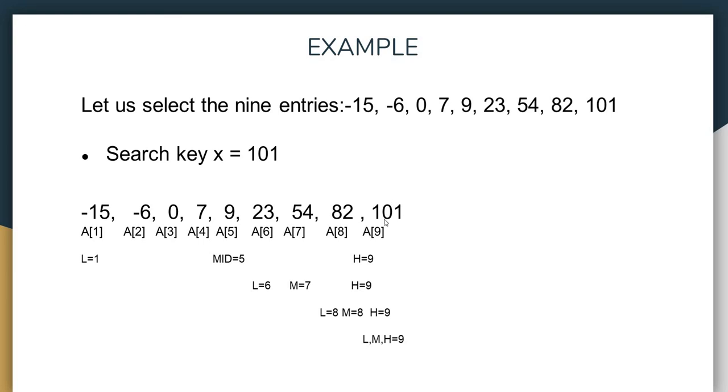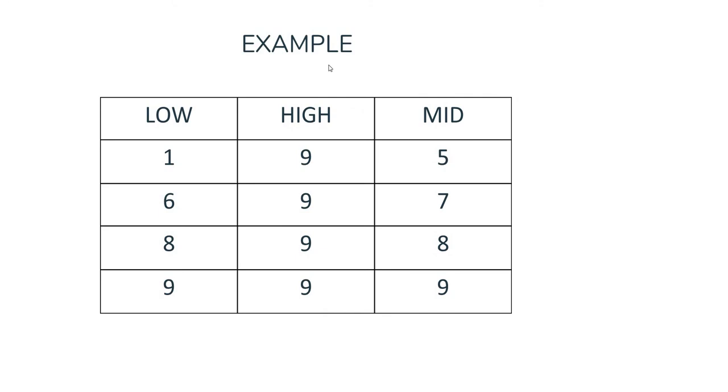So 9 position value 101 is compared with the search key element 101. Here both the values are same. So now the search element is found in the position 9. The above example low, high, mid positions are tabulated like this. 9 entries are here. Low value equal to 1, high value equal to 9. So mid position will be calculated 5.